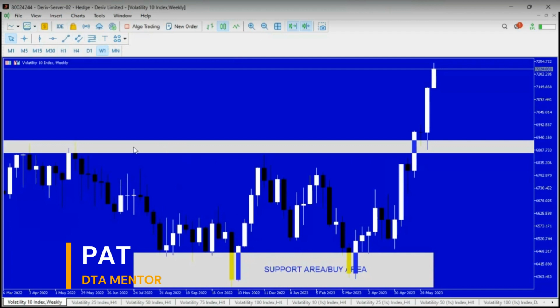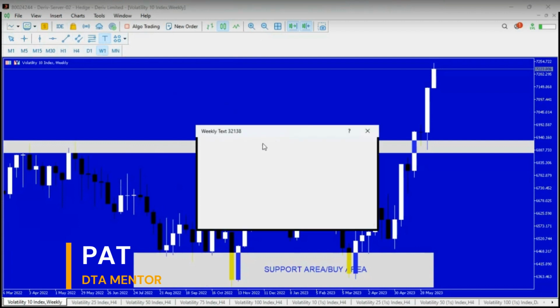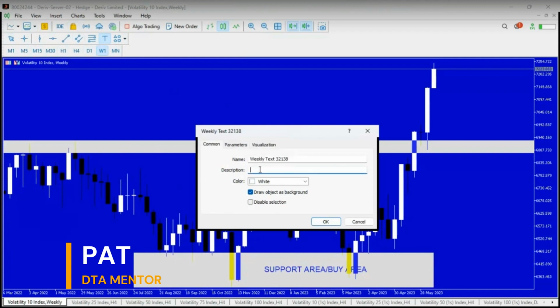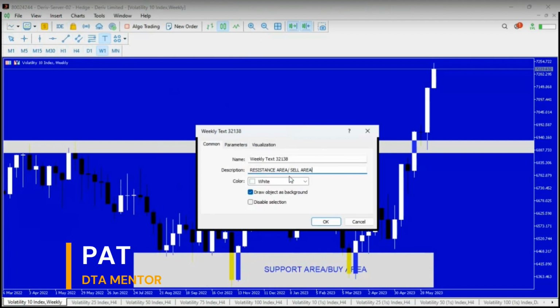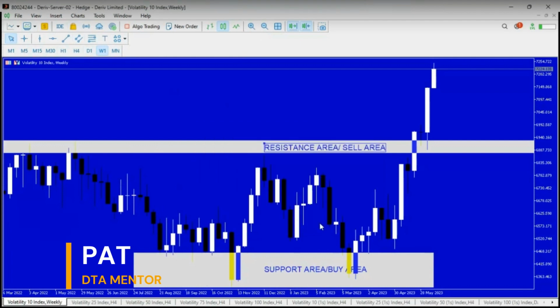So whenever it reaches this area here, let me label this one as well. Resistance area slash sell area. So by looking at this, you know that this is our resistance area, this is our support area.